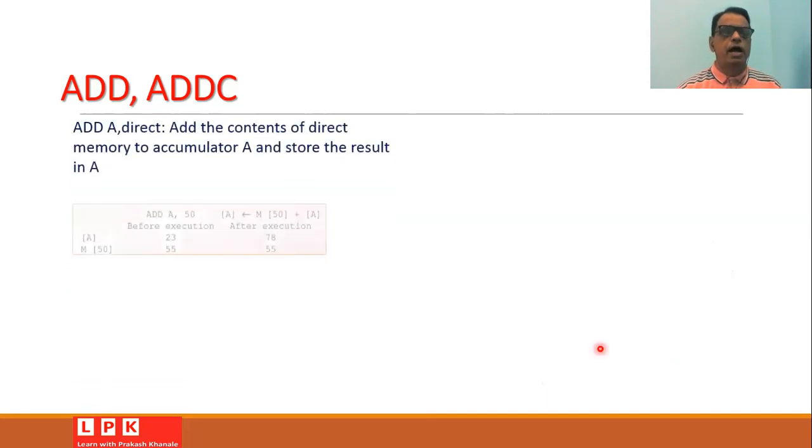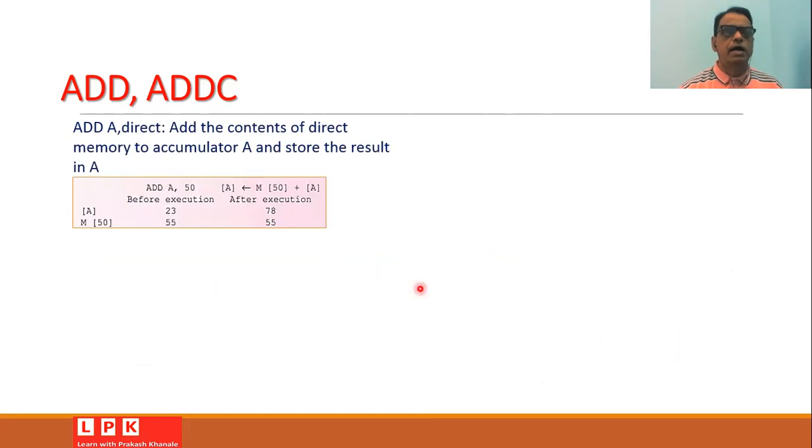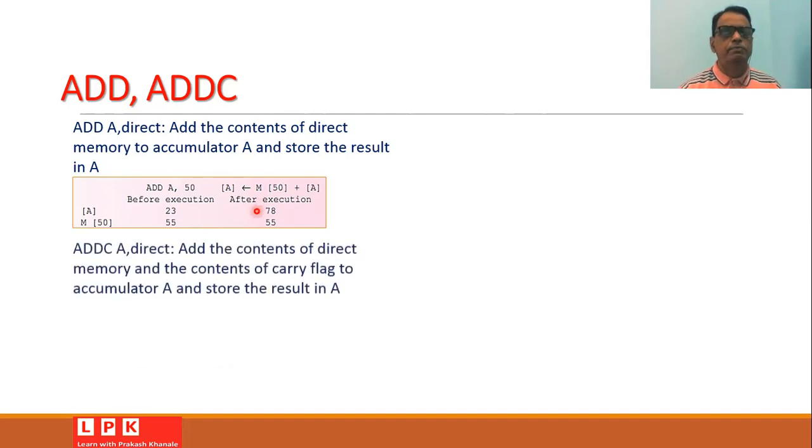Another form of the add instruction is ADD A, direct, where the content of the direct memory is added into the accumulator and the result is stored in the accumulator. If we write ADD A, 50, and if A contains 23 and memory location 50 contains 55, then after the execution of this instruction, we will get the result 78 in the accumulator.